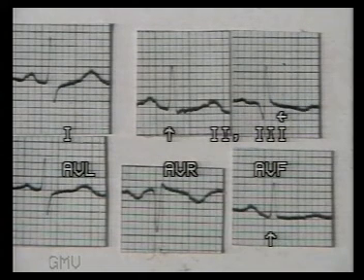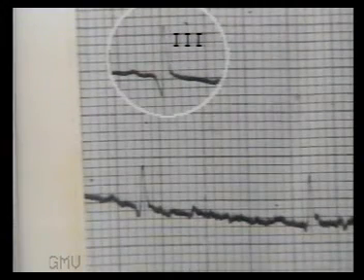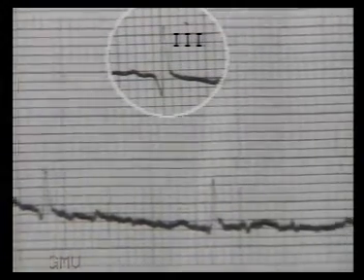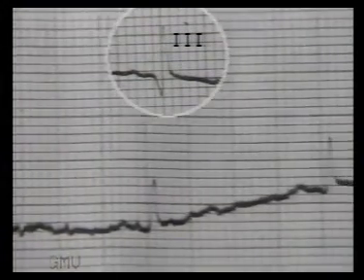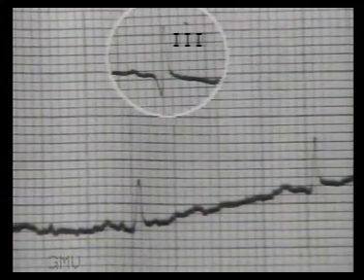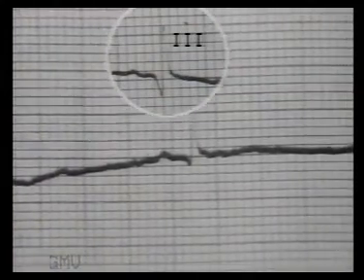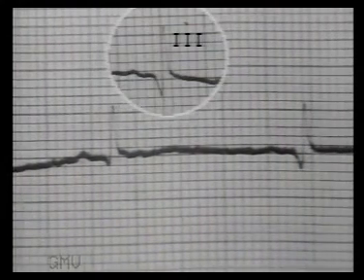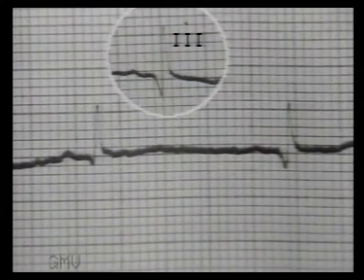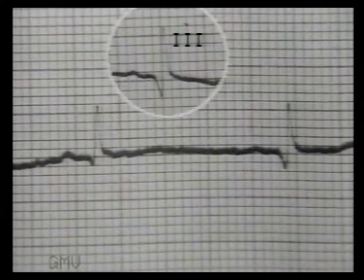Take the ECG again in deep inspiration, and if the Q wave is non-pathological, it will reduce in size or disappear. See this continuous tracing. In deep inspiration there is no Q wave, but on expiration the Q wave reappears. This is a normal non-pathological Q wave. So if Q wave is seen only in lead 3, take a tracing in deep inspiration.